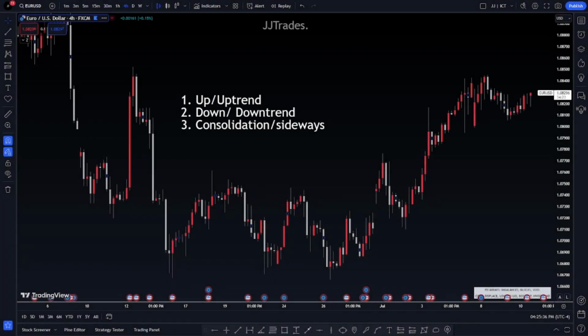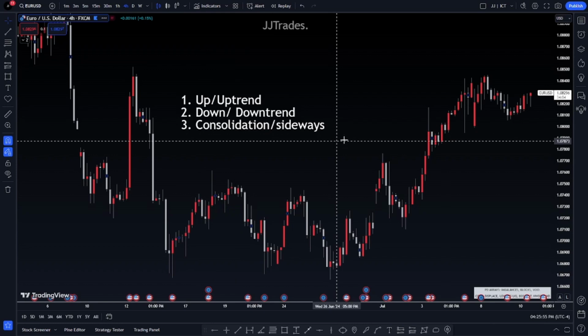Welcome to episode 3 of my core basics curriculum. In this episode, I'm going to be showing you the different ways that price, or stock chart, or forex chart, or whatever you want to call it, can move. There's 3 different ways. As you see here on the screen, there's uptrend, downtrend, and there's consolidations.